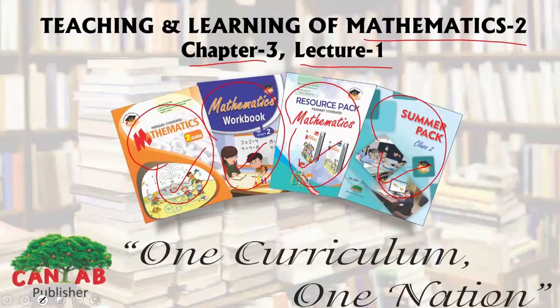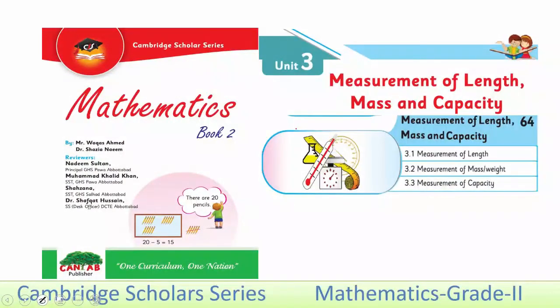Students, now come to the textbook, unit number 3. This is about measurement of length, mass and capacity. In topic 3.1 we will discuss measurement of length, and in topic 3.2 we will discuss about measurement of mass and weight, and then at the end in topic 3.3 we will discuss about measurement of capacity of something. Now come to the today's topic.